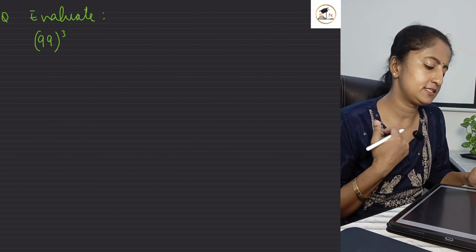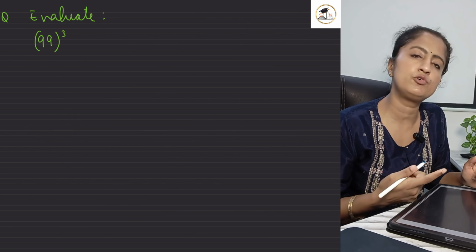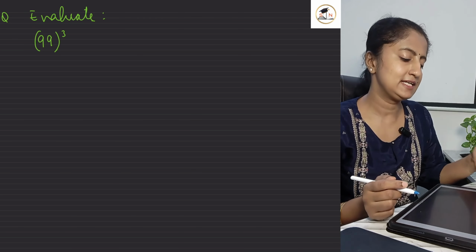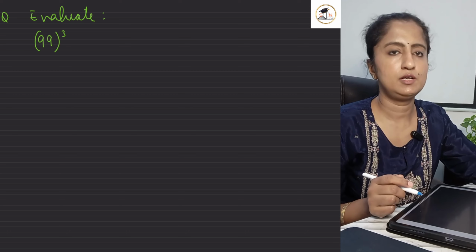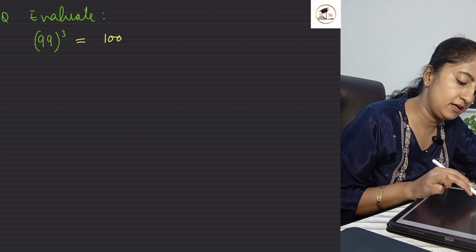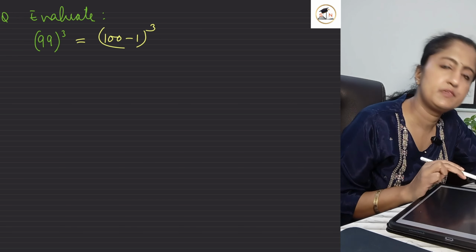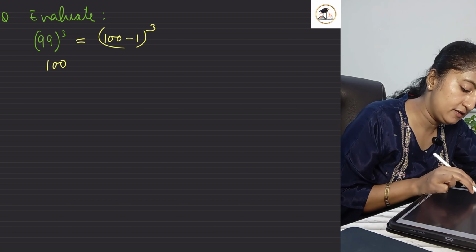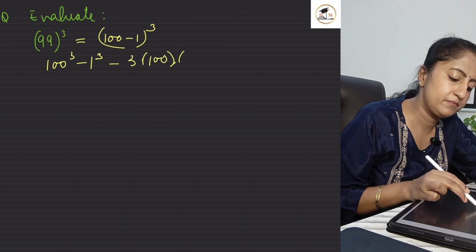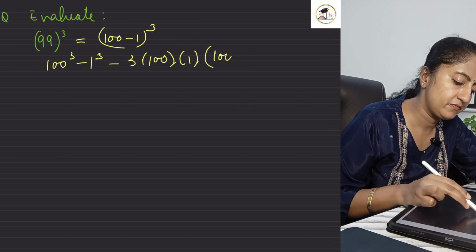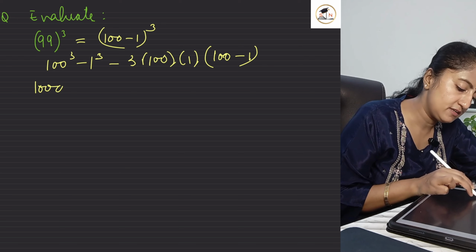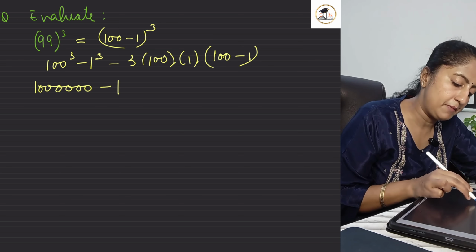Now, the next question, evaluate. We always do one or two questions with respect to evaluation so as to get exposure that yes, these questions may appear in your exam. Okay, so now 99 cube can be written as 100 minus 1 whole cube, right? Applying the identity, 100 cube minus 1 cube minus 3 into 100 into 1 brackets 100 minus 1, right? Now what is 100 cube? It is 10 lakhs minus 1.